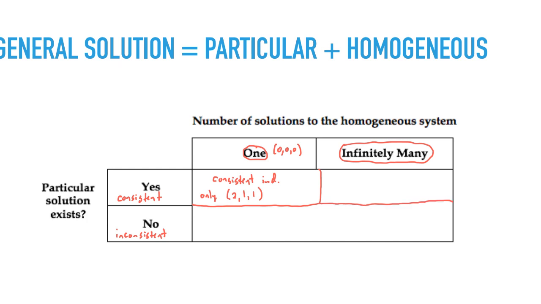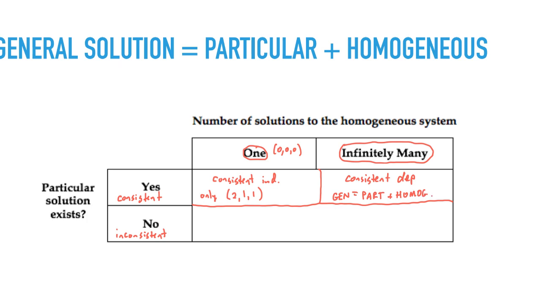What about this box over here in the top right? A particular solution exists, and we have infinitely many solutions to the homogeneous system. That would be the situation where we are consistent but dependent, right? And then to get that general solution, we can say, okay, it's the particular, the one we know, and then just add on the homogeneous bit.